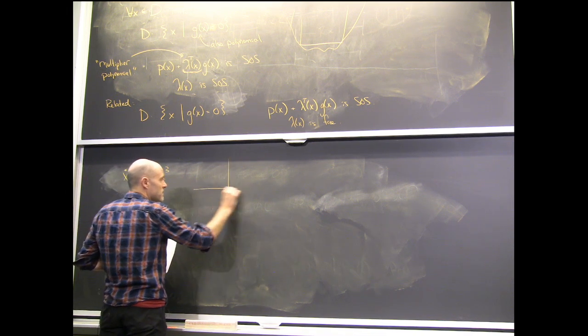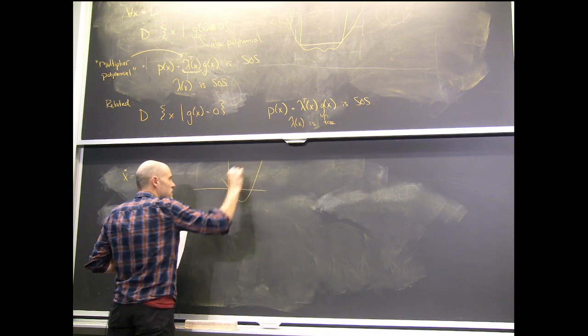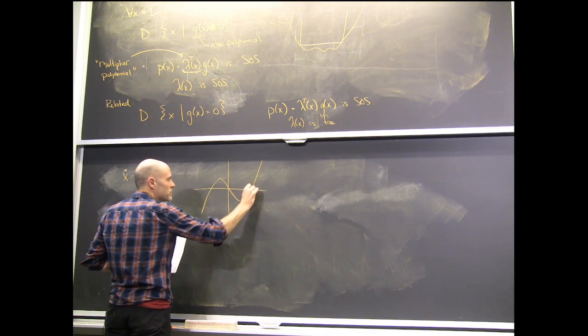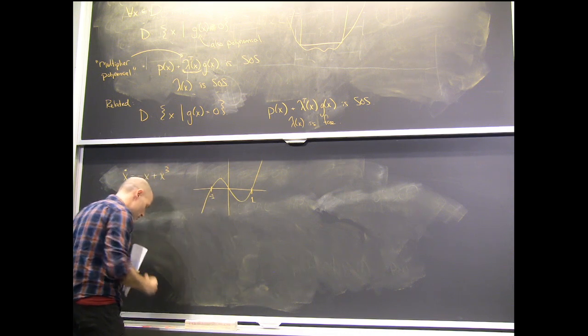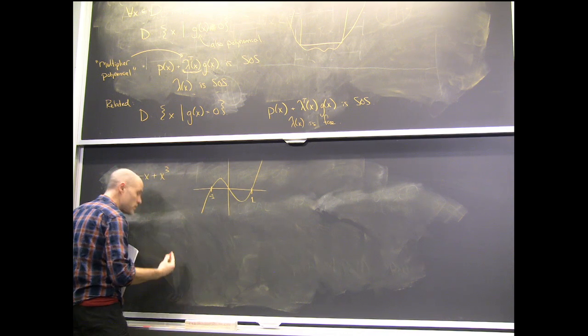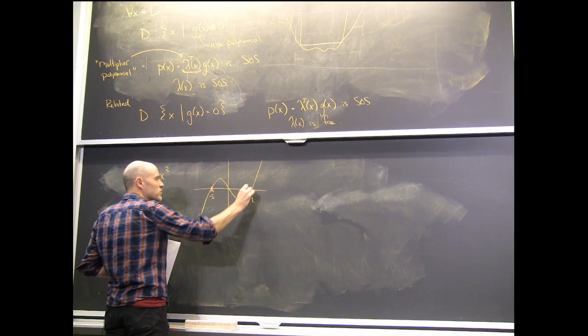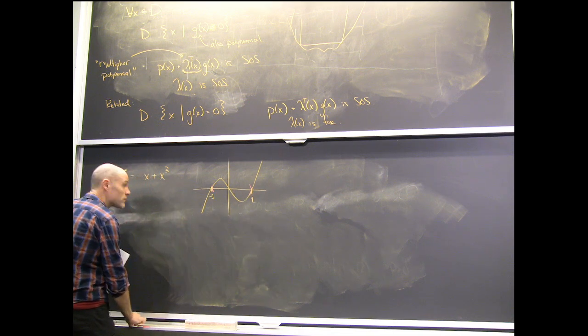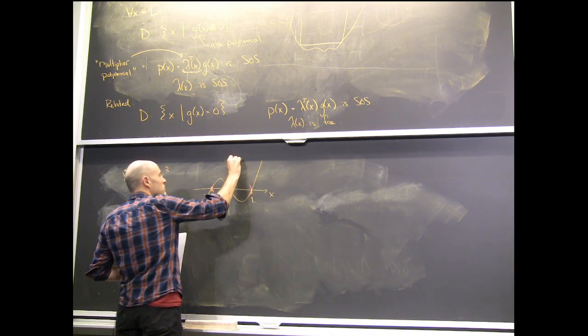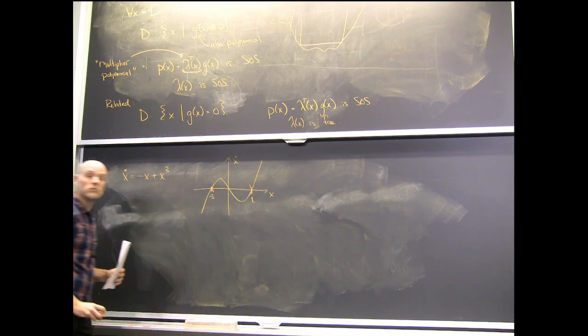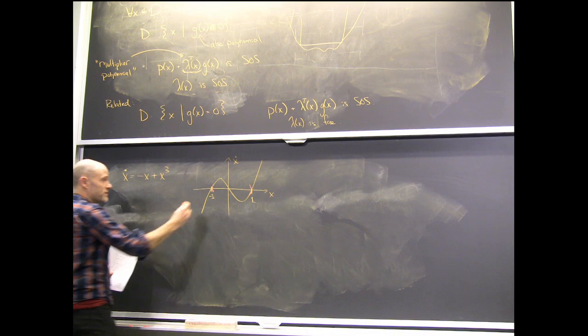Remember, this was that function that looked like this, where we knew that the region of attraction is between -1 and 1. The region of attraction of the origin, fixed point.